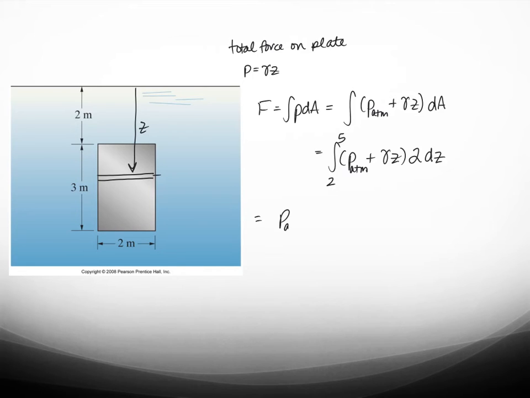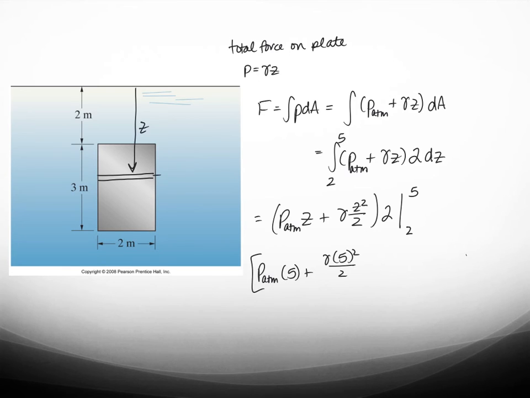So when I integrate this, I get the atmospheric pressure times z plus gamma z squared over 2, all multiplied by 2. Then I evaluate it at 2 and 5. So it would be atmospheric pressure times 5 plus gamma 5 squared over 2, with the 2 out here, minus atmospheric pressure times 2 minus gamma 2 squared over 2. I forgot to do the calculation, but that is going to be my answer for the total force.